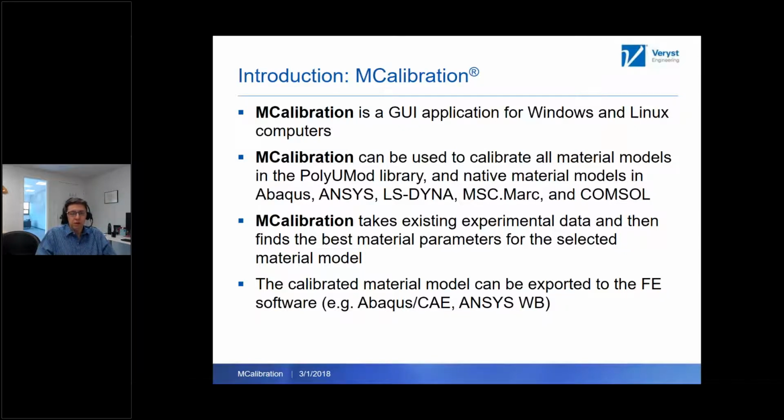So that's where the MCalibration is useful, because it's a traditional application that can calibrate any of these material models that you may be interested in. That is the polyUMOD material models, but also built-in material models in Abaqus, ANSYS, LS-DYNA, MSC Marc, COMSOL, etc. So it takes the experimental data and gives you the parameters that are needed for the finite element simulation.